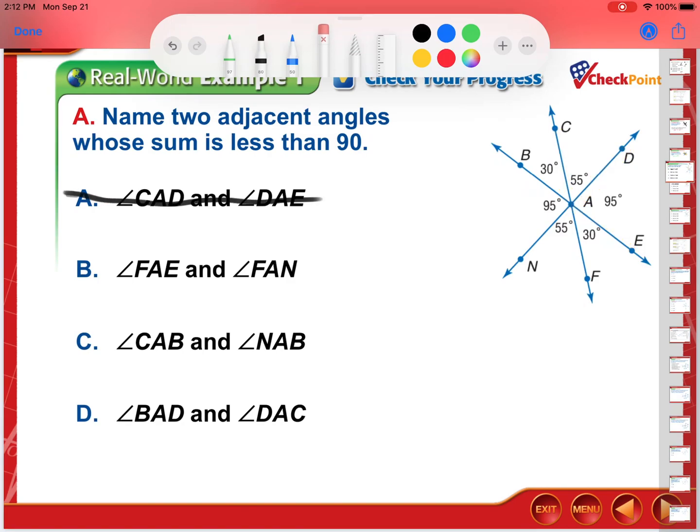That one's done. Now if we go for FAE and FAN, if we add those together, we get 85 degrees. So this one satisfies it, but let's just check on our other options just to make sure. So we have angle CAB and angle NAB. Well, NAB is 90 degrees already, so we know that one can't work. So that one's a no-go.